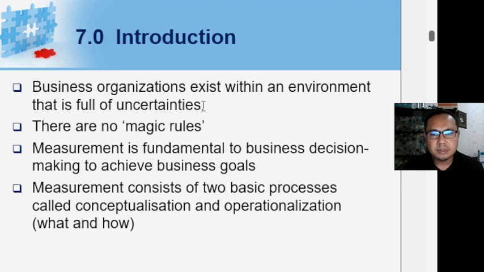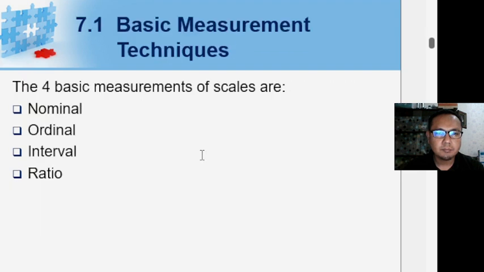So measurement consists of two basic processes called conceptualization and operationalization. That means what and how. This is for the basic measurement scales, as we mentioned earlier in our learning objective: nominal, ordinal, interval, and ratio.